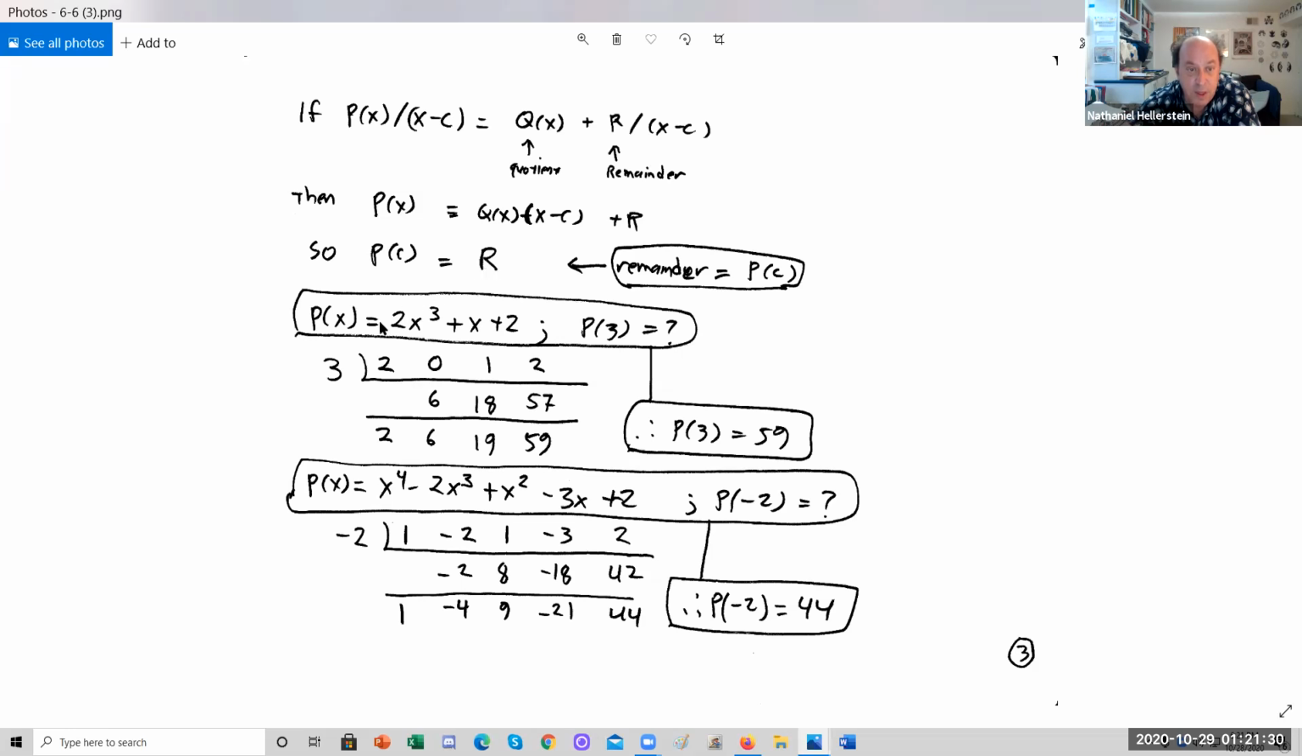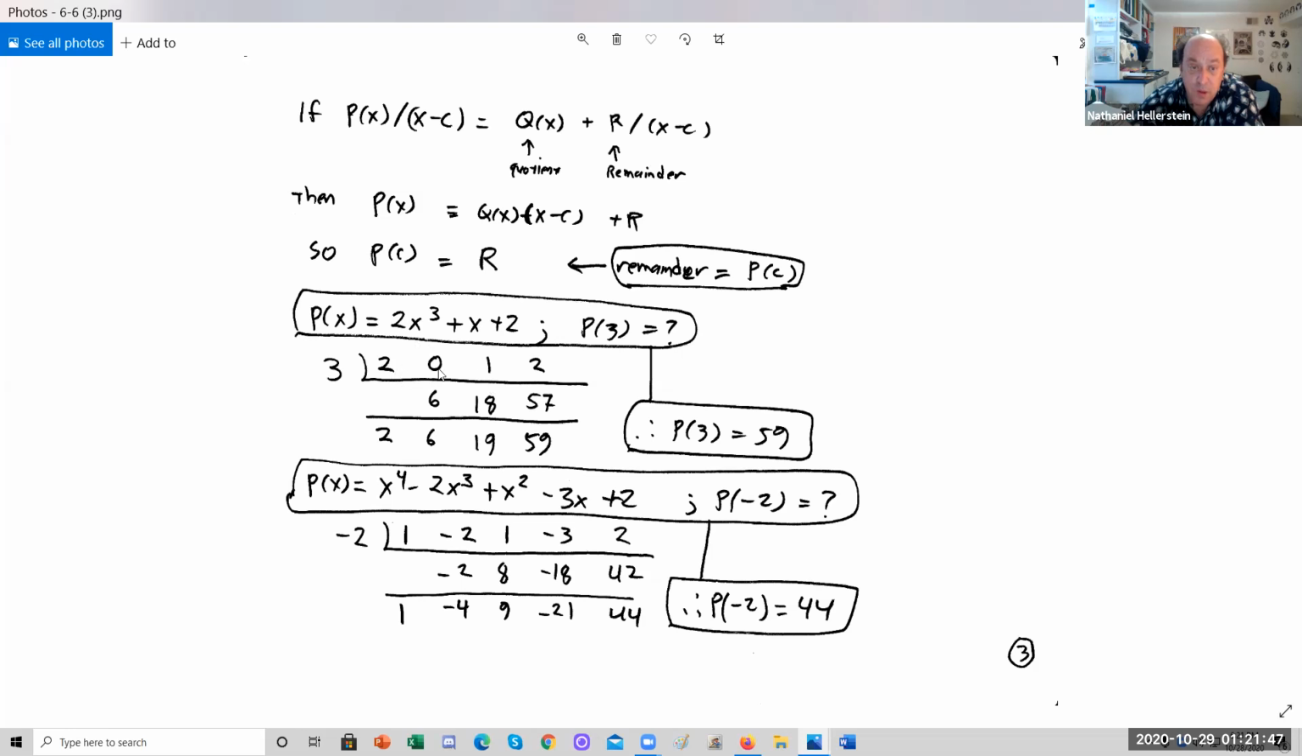So for example, p of x equals 2x cubed plus x plus 0. What's p at 3? Now I could put in a 3 here and here, but you'd have to have 3 multiplications here and a couple of additions. That's not so fast. Whereas this actually is a lot faster.